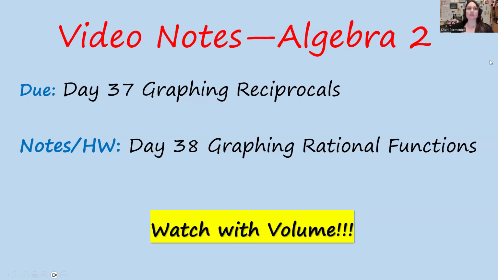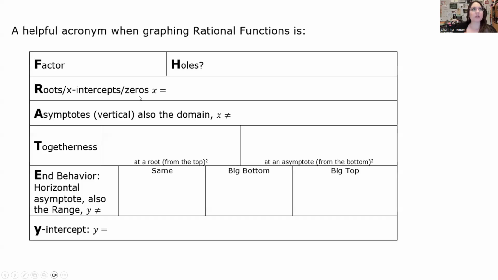Today we are going to graph rational functions. Last class we graphed reciprocal functions. These are very similar, but the difference is we have x in the numerator and the denominator. First thing that we're going to do is fill out this chart. And this chart is for an acronym that we use when we graph rational functions.